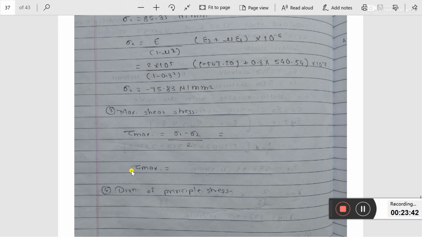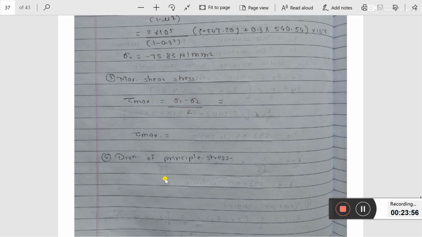Here I have not done the calculations, so please do those calculations, and whatever answer is obtained, that answer is 80.59 Newton per mm square, that is tau max is equal to 80.59 Newton per mm square.